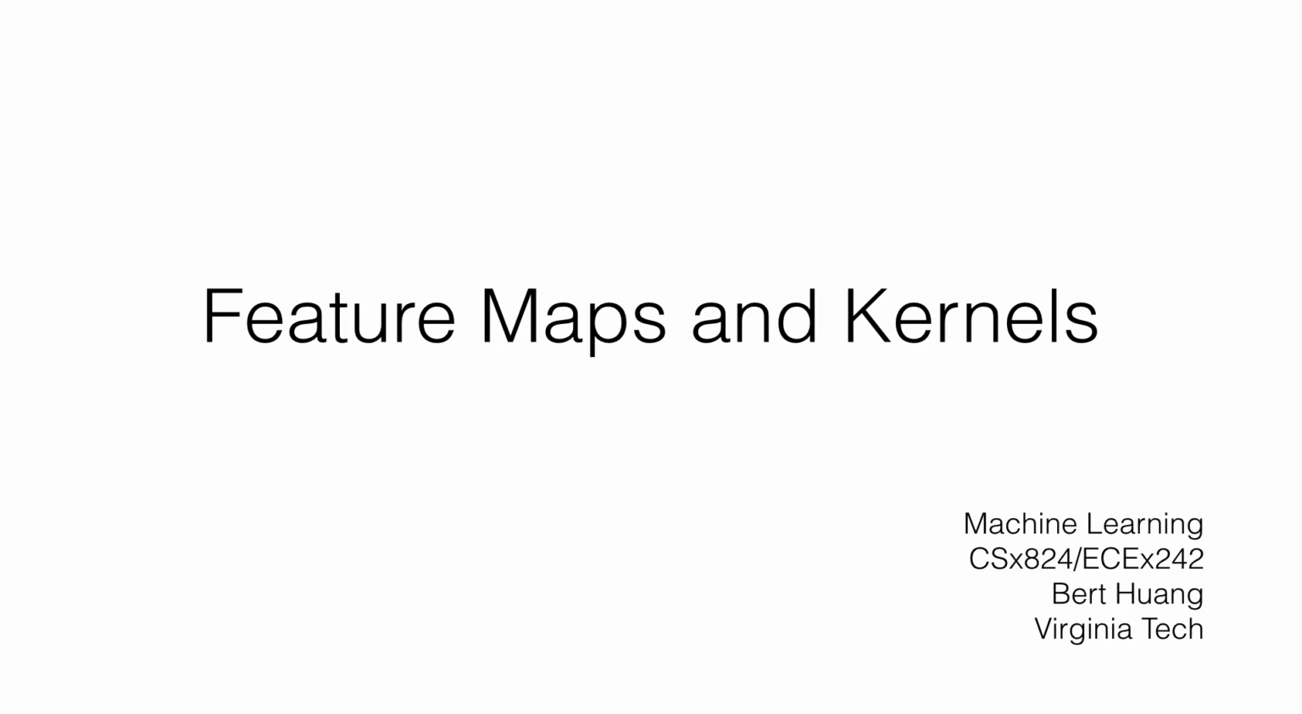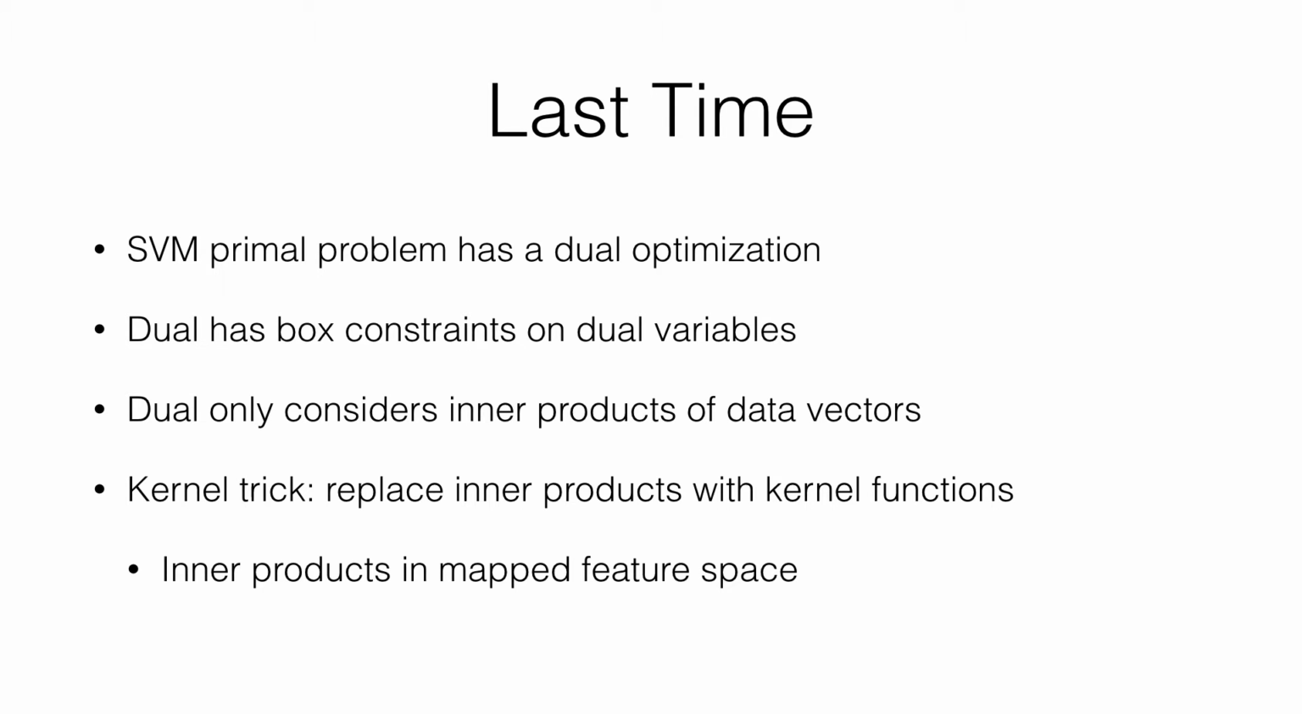In this video, we're going to dive a bit deeper into the idea of kernels, which came up in the last video in the context of dual support vector machines. In the last video, we talked about how the SVM primal problem has a dual form, which is another optimization with a very different looking objective function and constraints. The dual optimization problem has box constraints on the dual variables, and it only considers inner products of the data vectors.